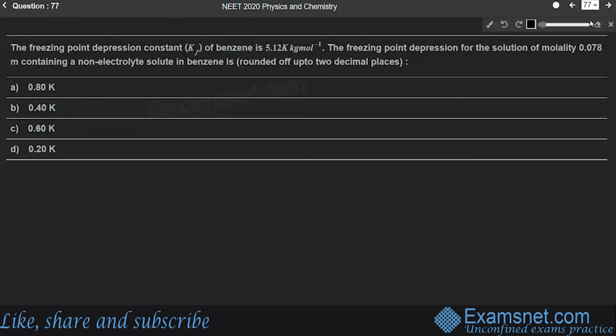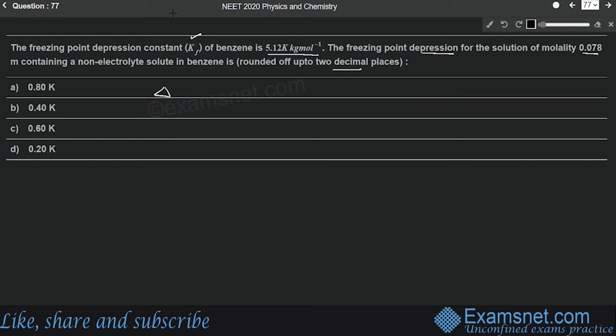Question number 77 is from the chapter Solutions, and the question is: the freezing point depression constant, that is Kf, of benzene is 5.12 Kelvin kg per mole. The freezing point depression for the solution of molality 0.078 molal containing a non-electrolyte solute in benzene is, and the answer should be rounded off up to 2 decimal places. Okay. So it's very simple.